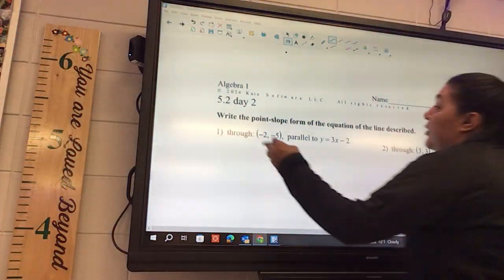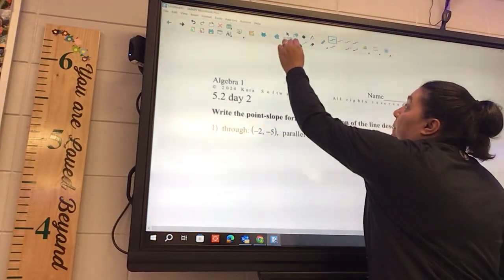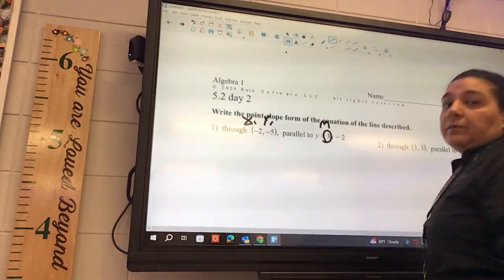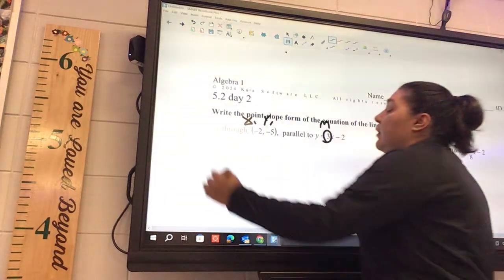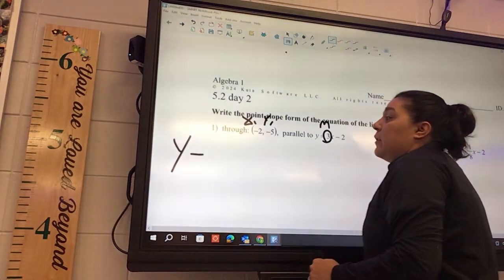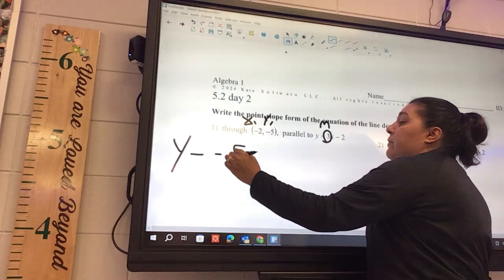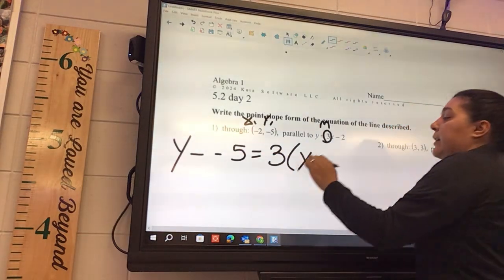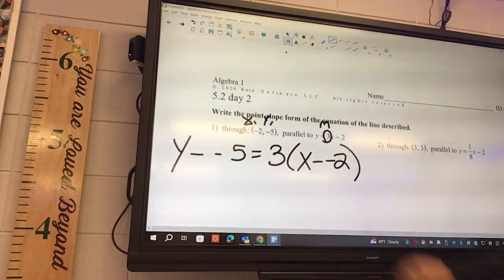We flip it and change the sign, okay? So it's going to look like x1, y1, and this is my m. Okay, so it's going to look like y minus my y1, which is -5, equals my m, which is 3, x minus my x1, which is 2.